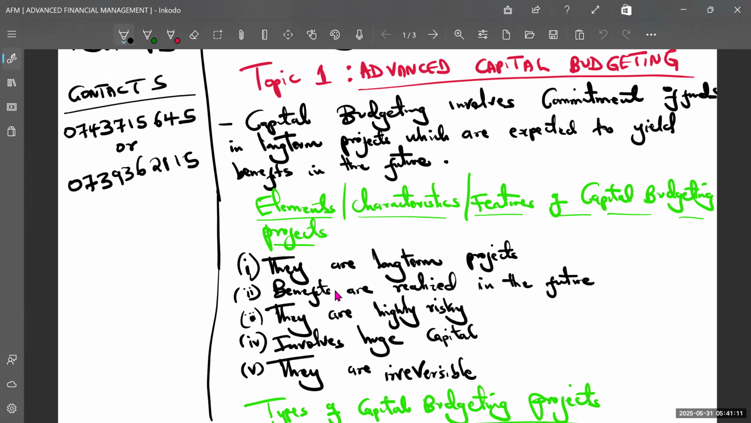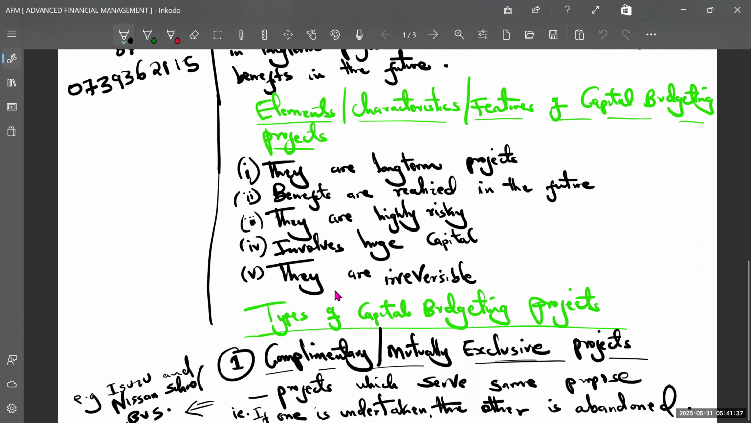Then the fifth characteristic of capital budgeting projects was that once you invest, it might not be very easy to reverse because it involves huge capital outlay. Once the resources have already started being in use, they've already been absorbed, you are not able to reverse. So those are the 5 features or characteristics which we identified for capital budgeting projects.